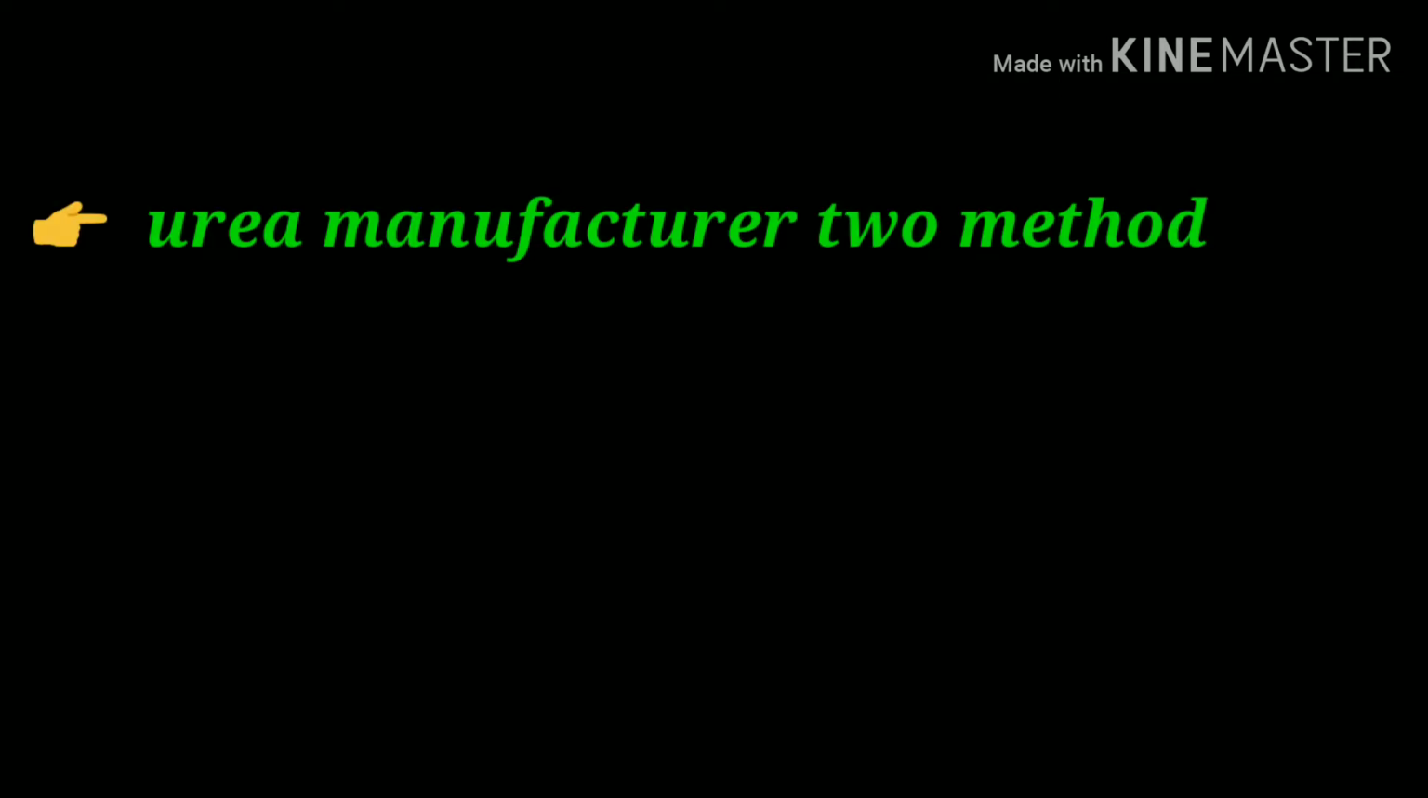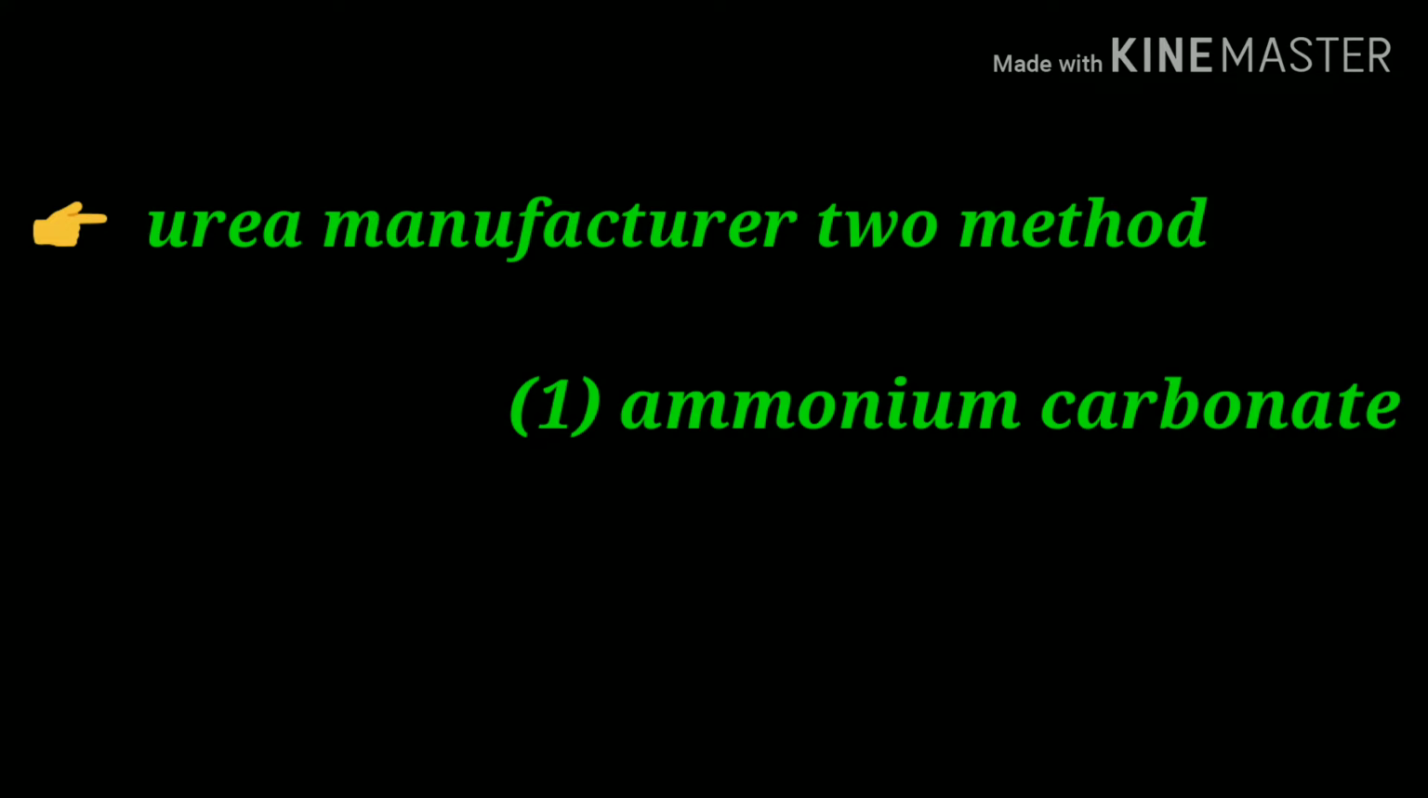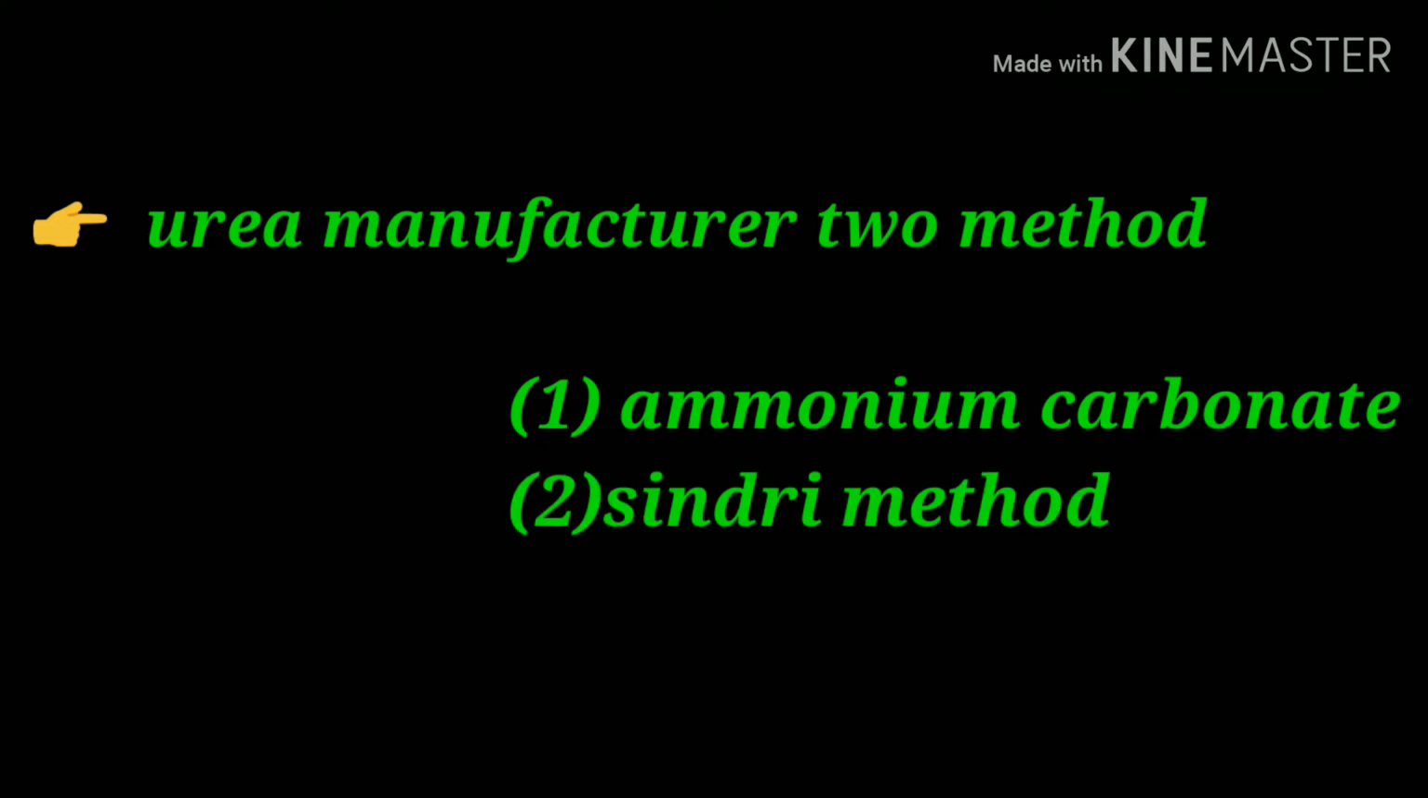Urea fertilizer manufacture. Urea fertilizer is manufactured by two methods. First method is from ammonium carbonate and second method is the Sindri method.